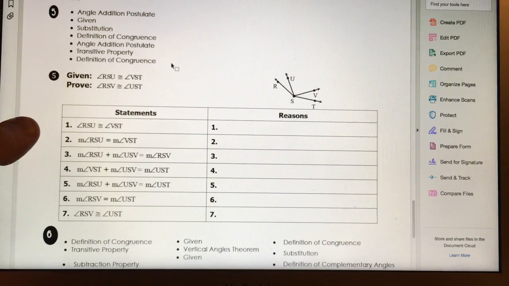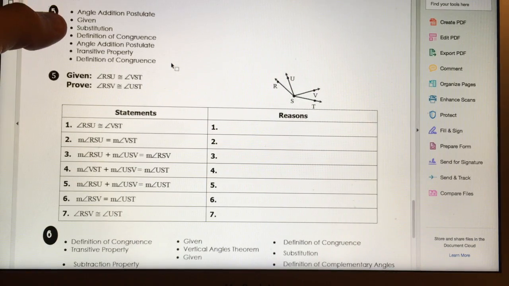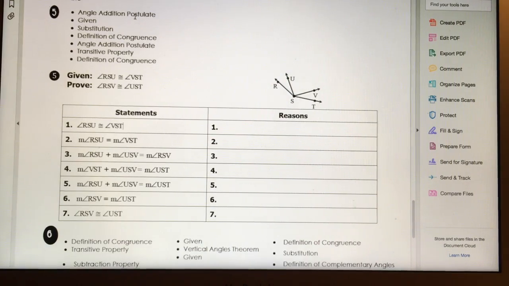So, of these 7 definitions and postulates up here, let's go through and just review what each one means. So remember, the angle addition postulate, that's what allows us to take an angle, like let's say RSV here, and break it into the sum of angle RSU and angle USV equals RSV. Just like with segments, we took part plus part equals whole. That's the same thing angle addition postulate does for angles.